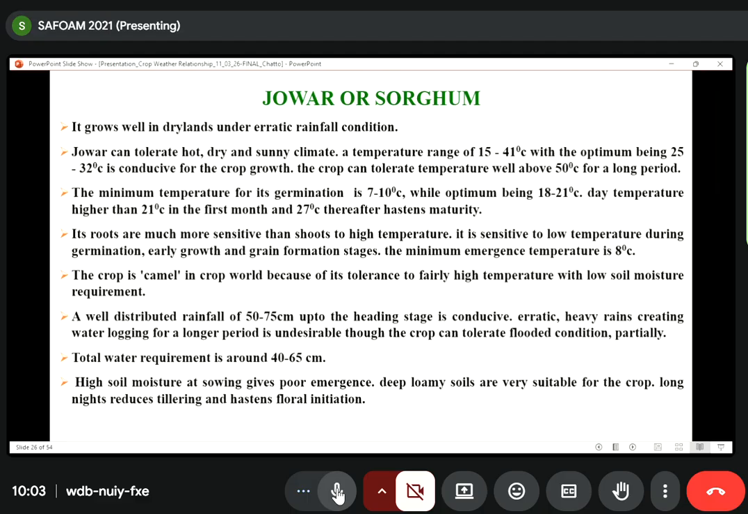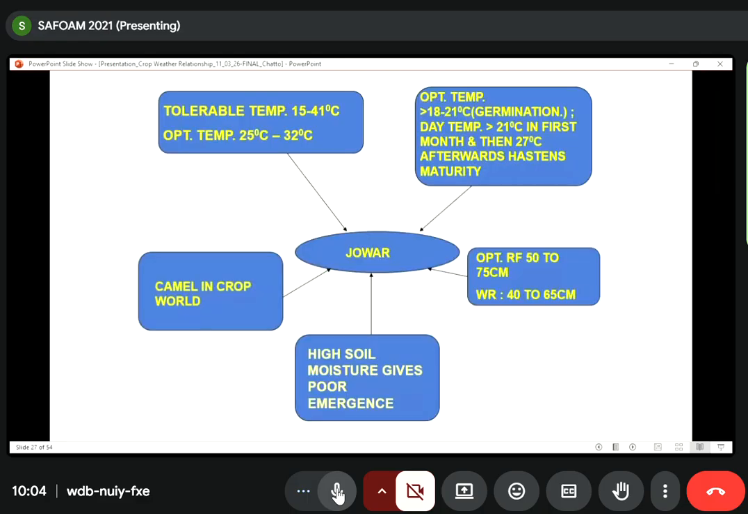I'll share the presentation with you. You can see each and every thing, how a crop is being affected, what is beneficial and favorable, and what is unfavorable. So whenever you are associated with any of the cultivation practices, you can check the meteorological data, and if all this data is within the range of the crop, then you can advise a particular crop to grow there.